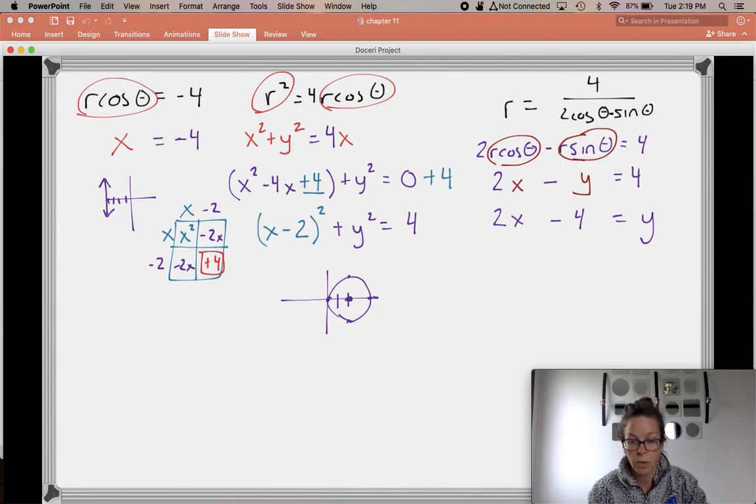Okay, so hopefully this is pretty much a review of pre-calc and ideas that you learned there about polar coordinates and algebra with polar coordinates. And then in our next lesson, we'll look at how we can apply calculus to polar equations.